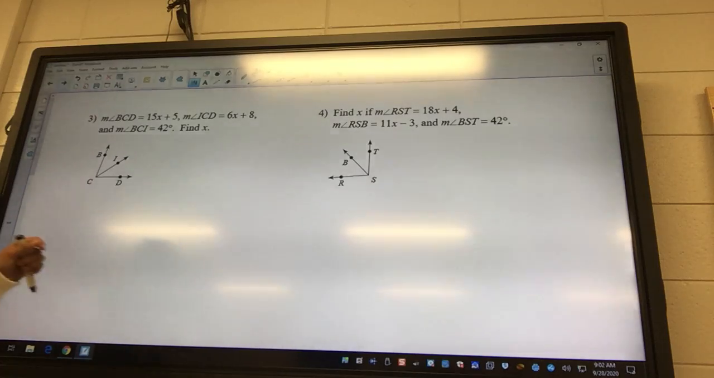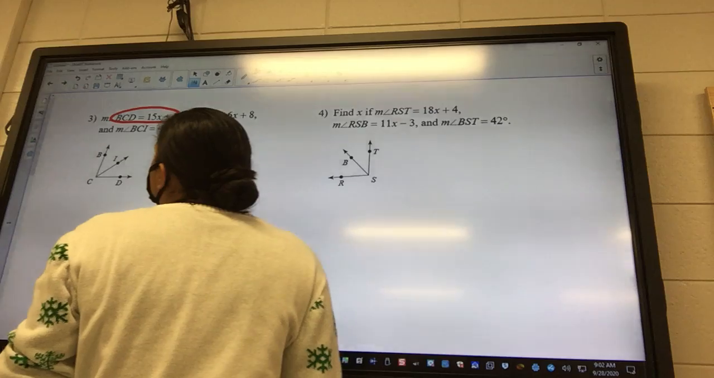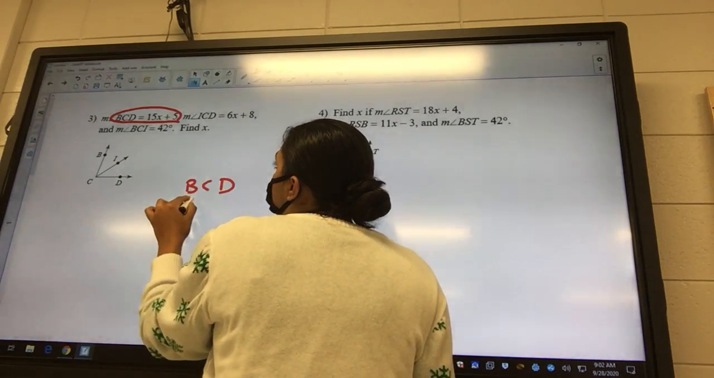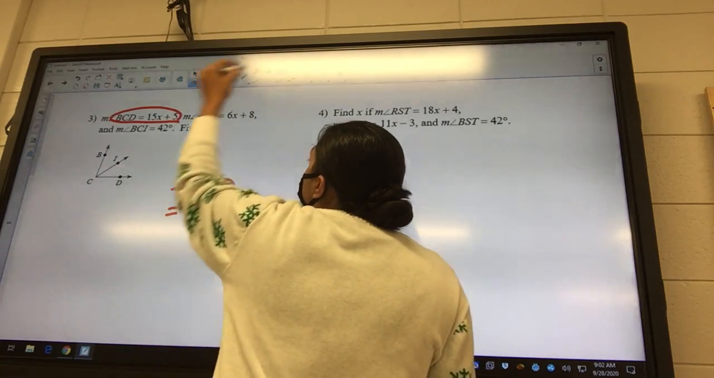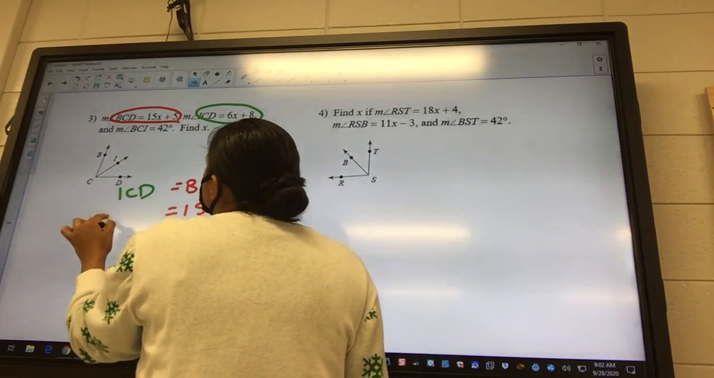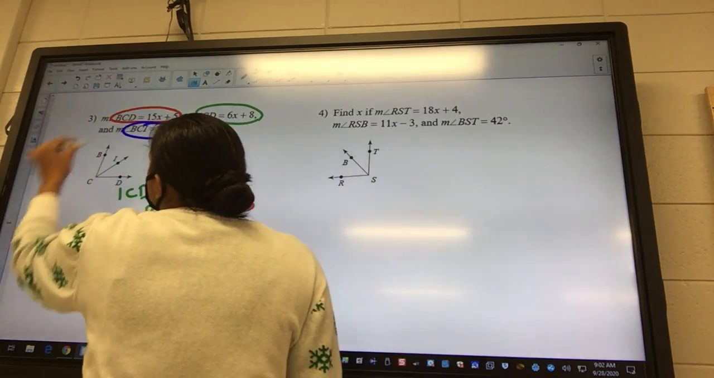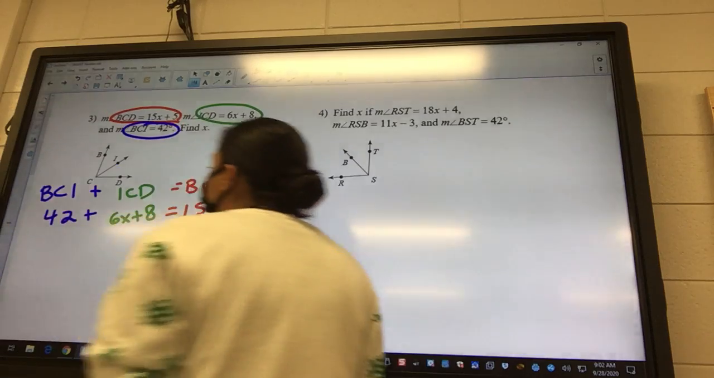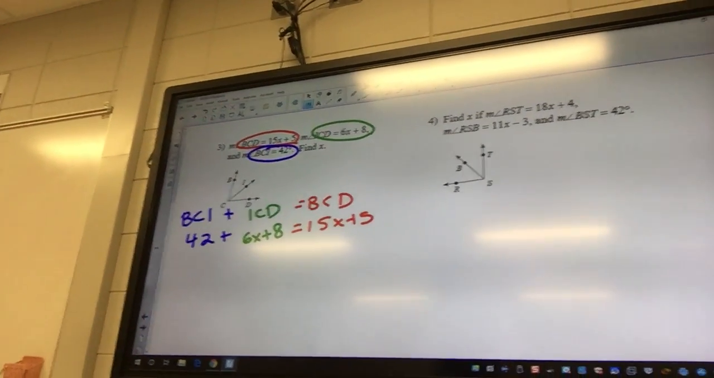Okay, so 3, B, C, D. Is that a little one or a big one? Yeah, it's the big one. So B, C is the vertex. Perfect. 15x plus 5. ICD, that's little. Little ICD is 6x plus 8. I just had a hunch on that one. And BCI, that's little again. BCI is 42 degrees.